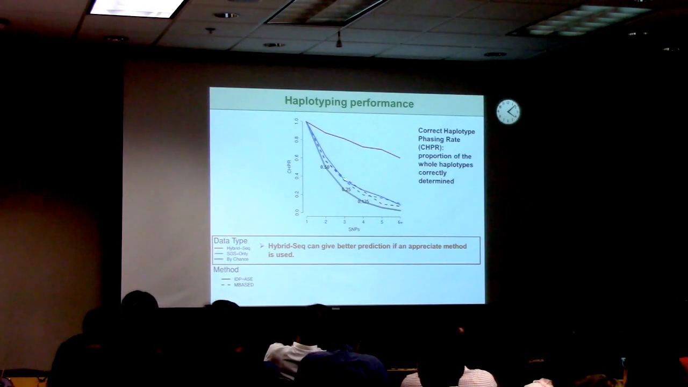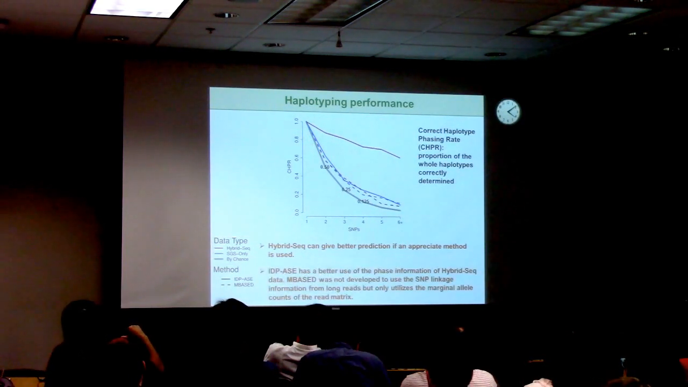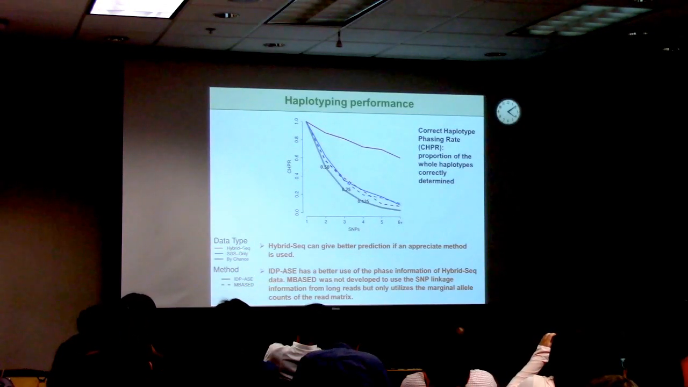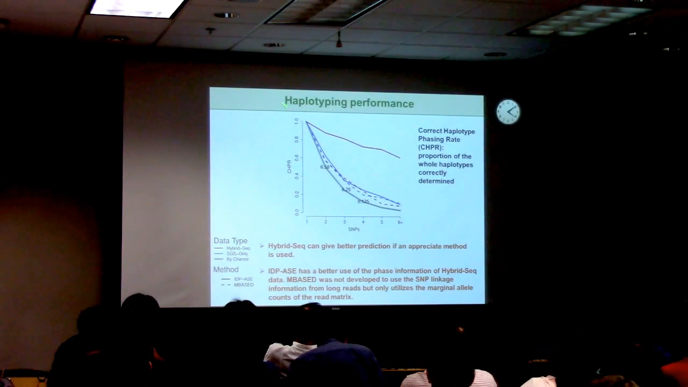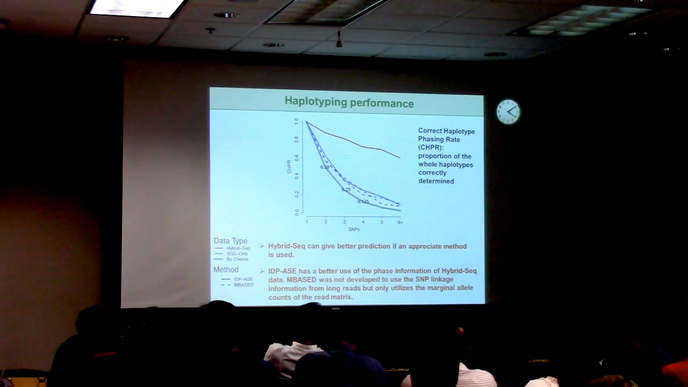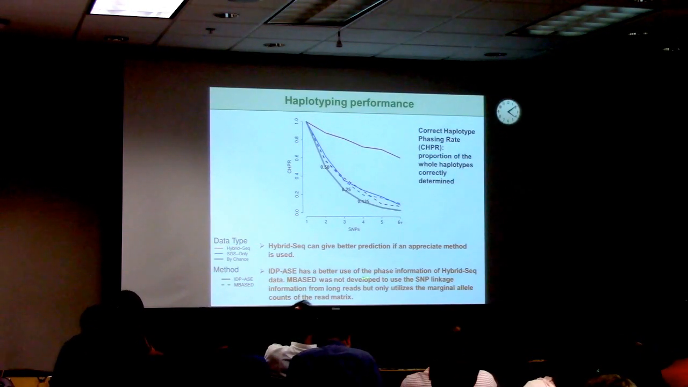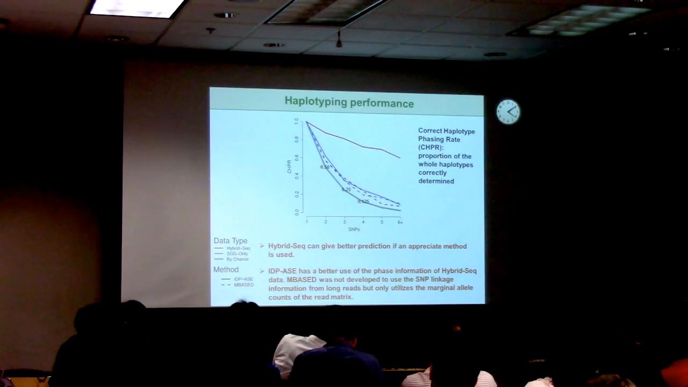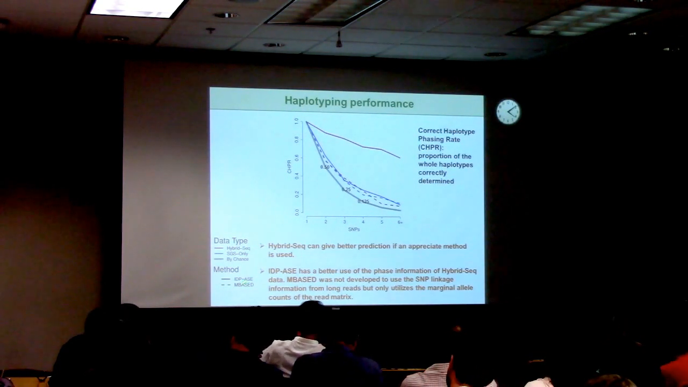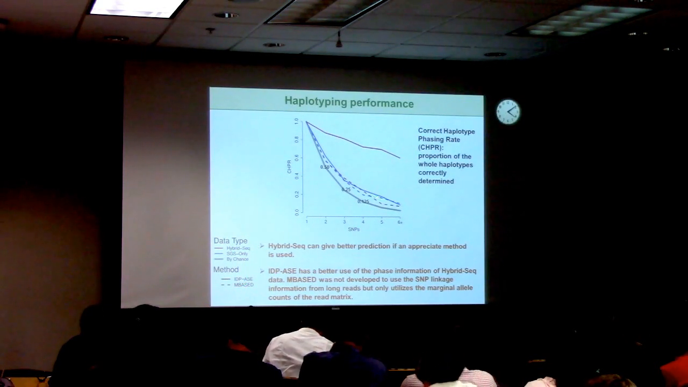But if you look very carefully, you have a dashed red line here, right? A line in the red color. That means if you use M-base with the hybrid data, the same type of data, you cannot really get much improvement. Because the M-base method uses a similar idea of the read matrix, but they just use the marginals, the counts of the reads in the matrix, and cannot use the linkage information in the rows. So that's why if you use M-base for the hybrid data, you do not have much gain in accuracy, but IDP-ASE gives a better result.